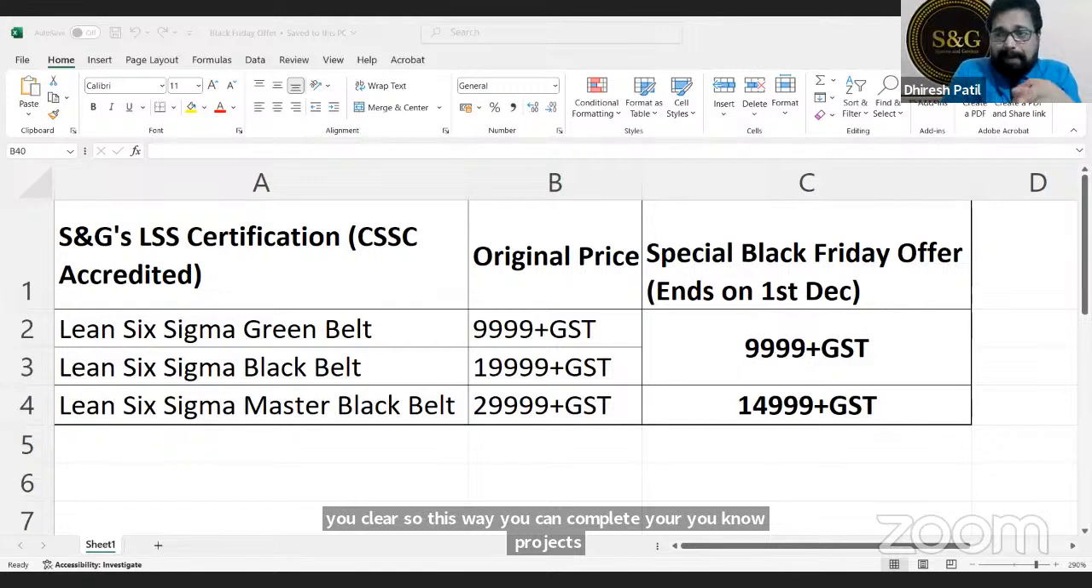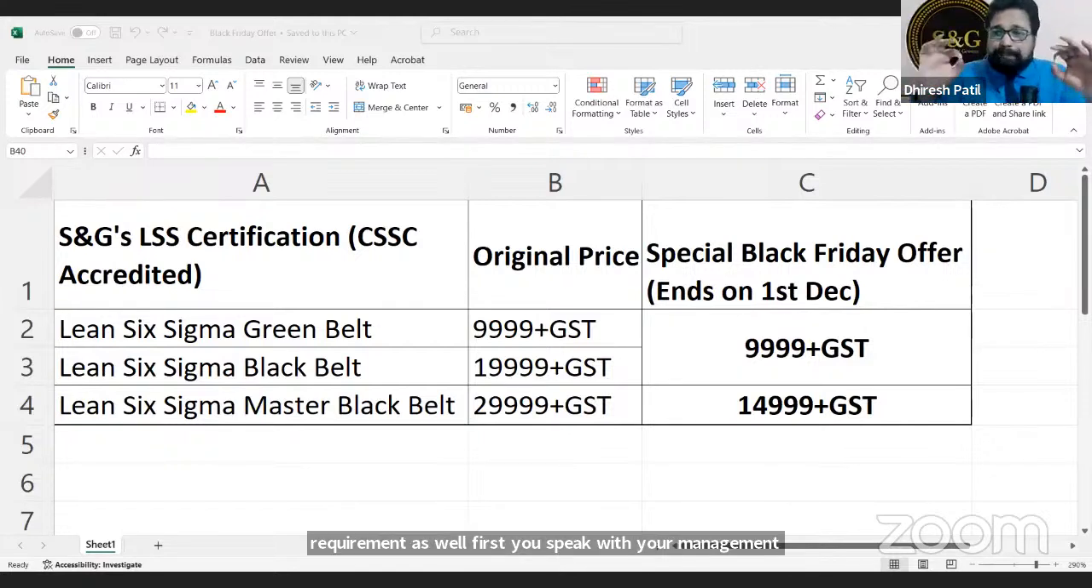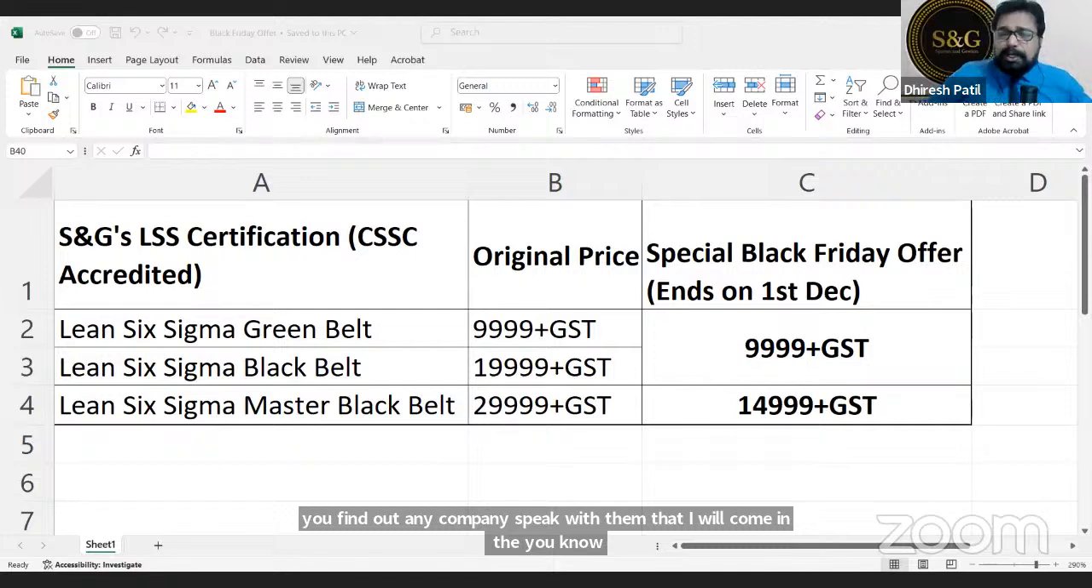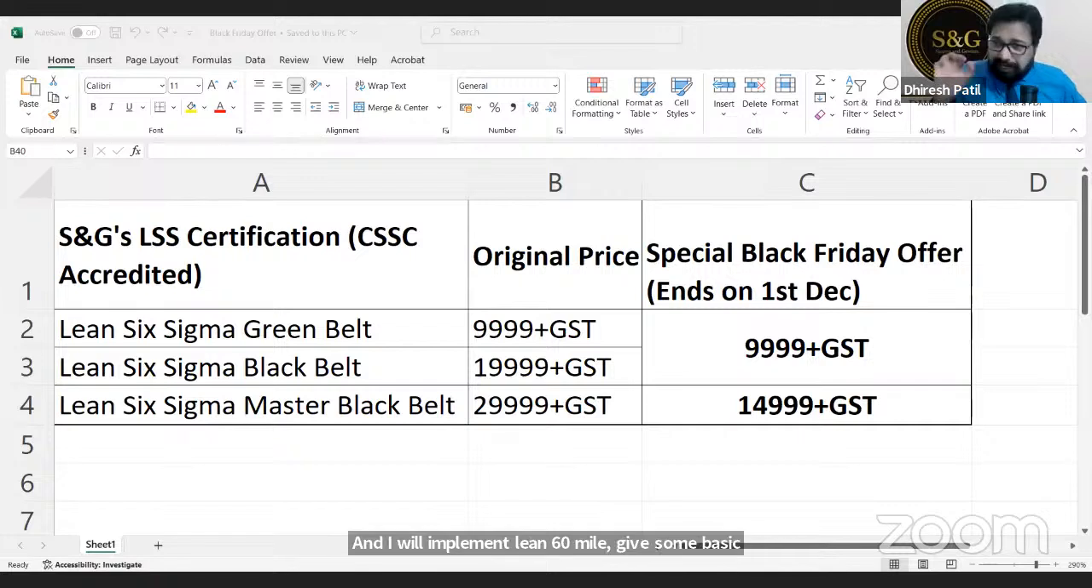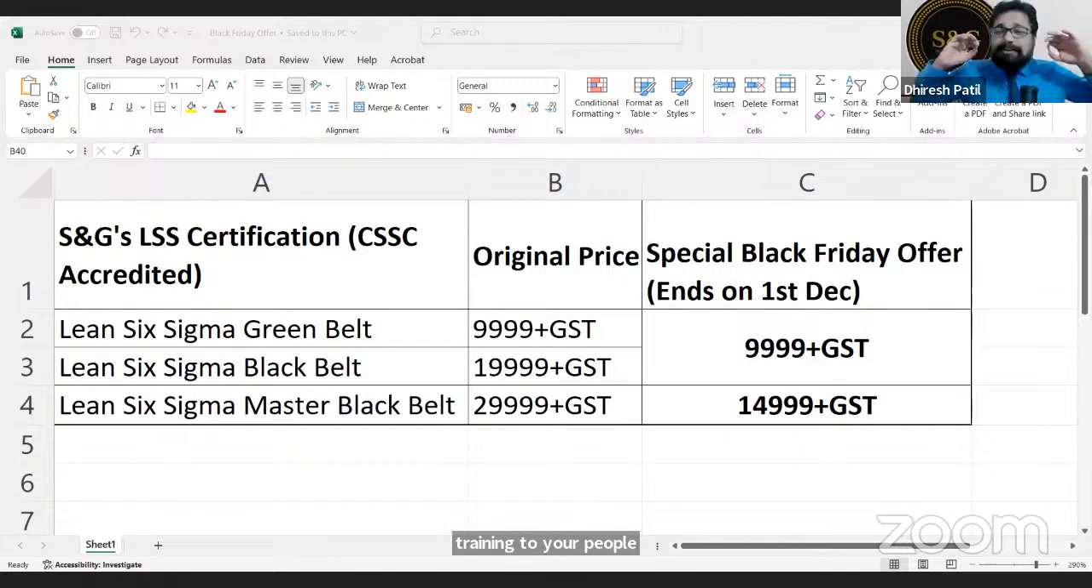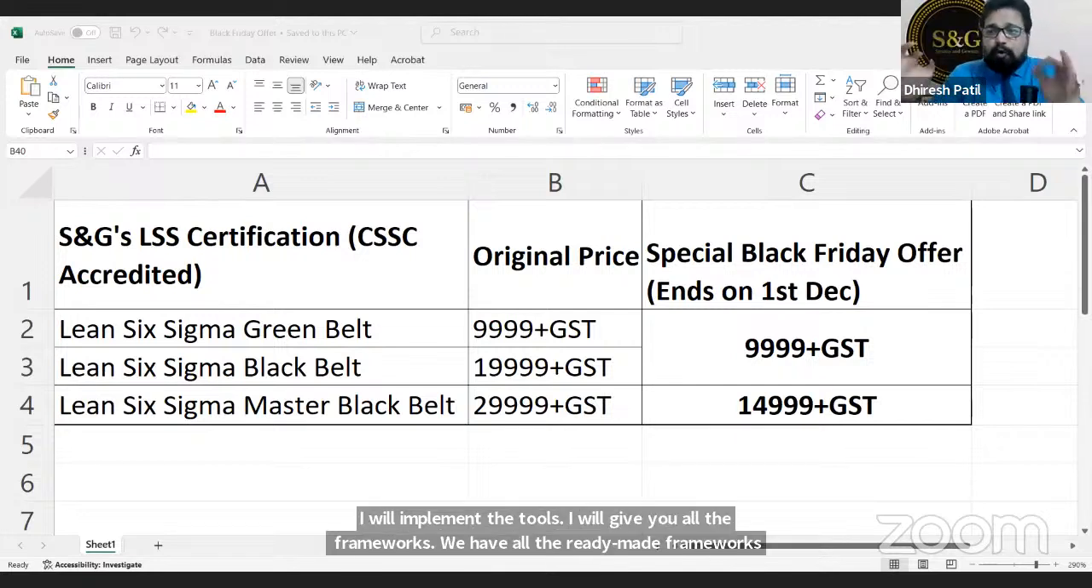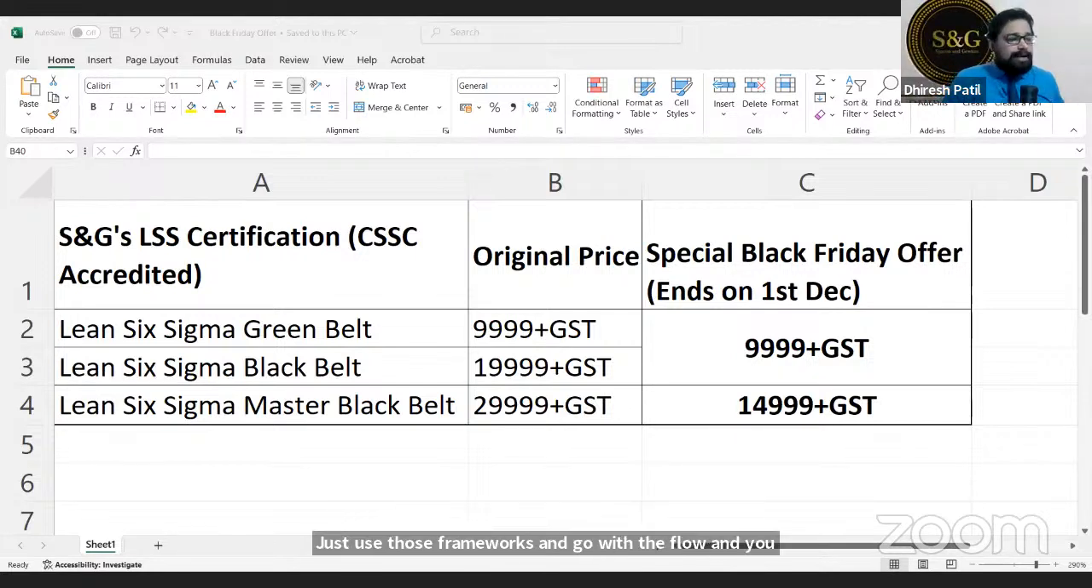First, you speak with your management. Second, you find any company and tell them that you will come in the weekends and implement Lean Six Sigma. I'll give some basic training to your people, and I will implement the tools. I will give you all the frameworks. We have all the ready-made frameworks. Just use those frameworks and go with the flow, and you can actually achieve this.